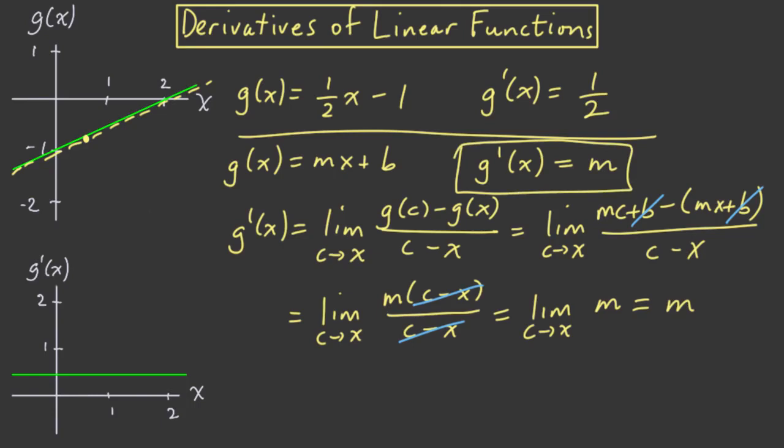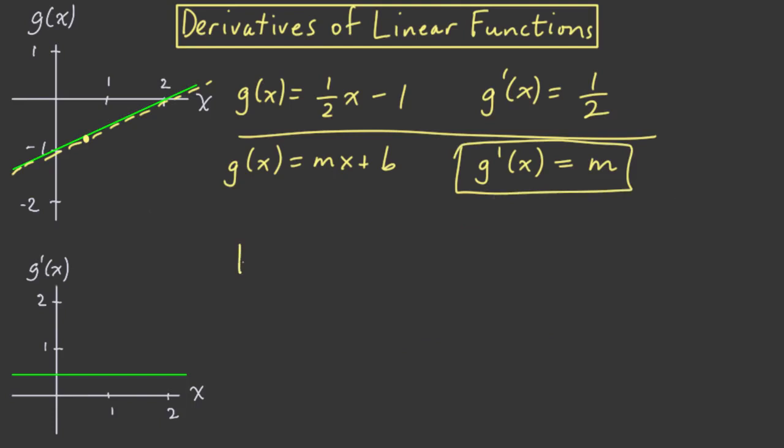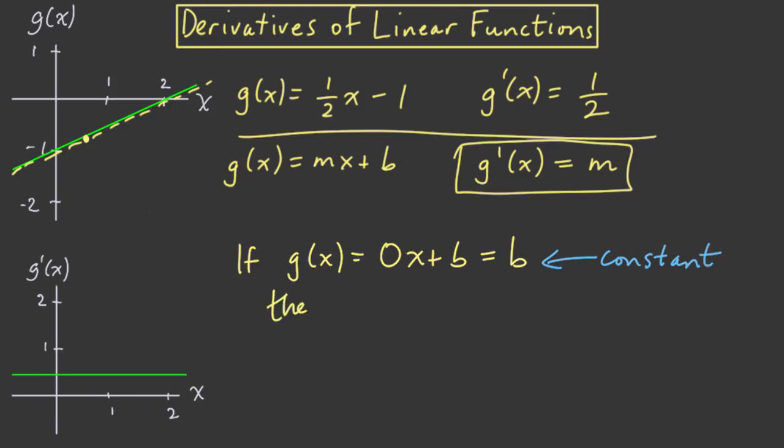Now, one special case of this that we should point out is that if g of x happens to be 0x plus b, or in other words, just equals b, a constant function, then what we just did is telling us that g prime of x equals 0. So the derivative of a constant function is always 0. And hopefully that makes sense to you, because after all, the derivative is supposed to measure an instantaneous rate of change. But if a function is constant, then the function isn't changing at all. So the derivative of that constant function should be just 0.